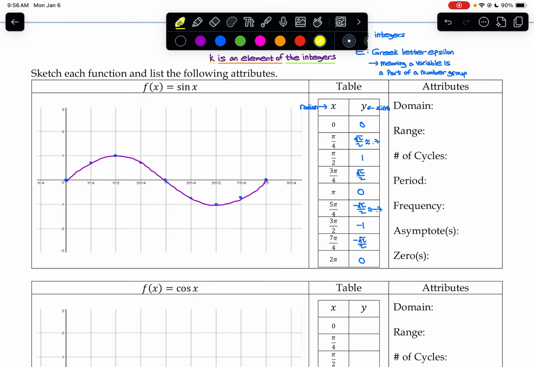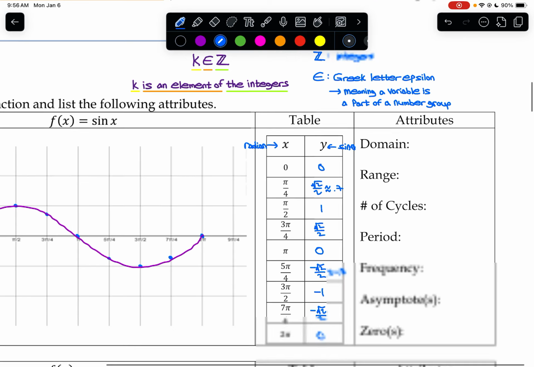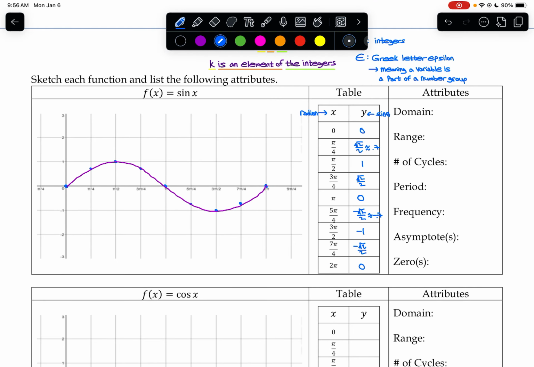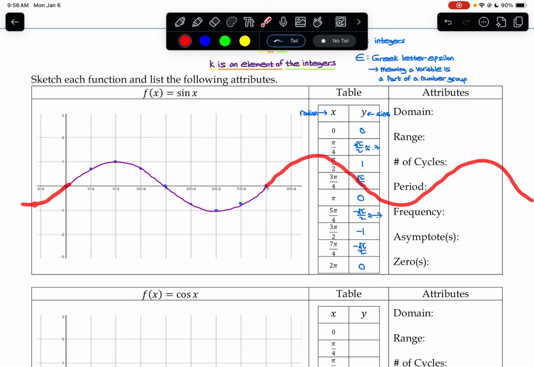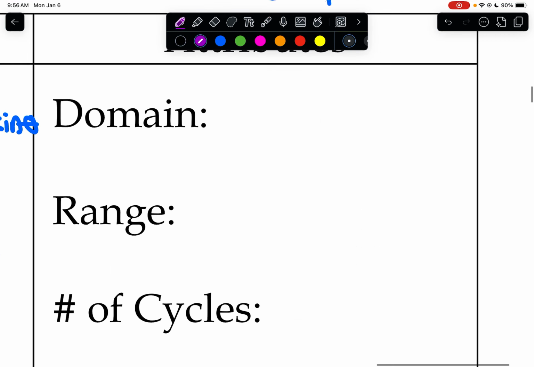Okay, so now that we have our graph, I'm going to come over here and we're going to do our attributes. The domain of your function: while we only drew one cycle, your function technically keeps going indefinitely in both directions. So if I were to say the domain of the entire function, it would go from negative infinity to positive infinity.